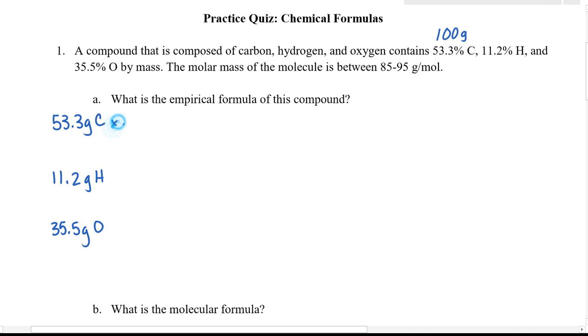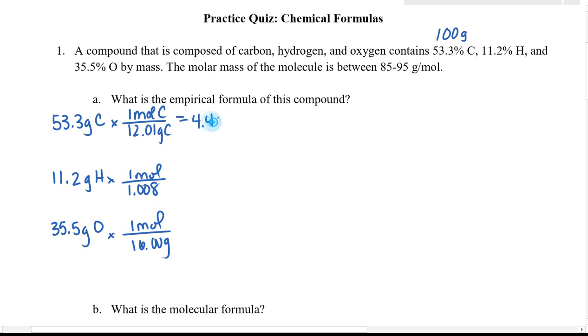Now I'm going to go mass to mole. So I'm going to convert my masses into moles using the molar masses from the periodic table. All right, 16.0 grams. And when you plug that in your calculator, I end up getting 4.437 moles of carbon, 11.11 moles of hydrogen, and 2.219 moles of oxygen.